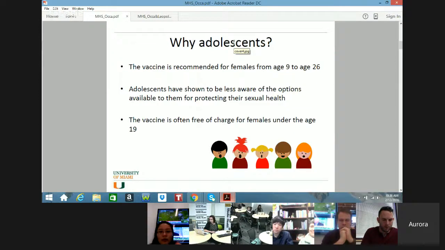So why focus on adolescents in particular? First of all, because the vaccine is recommended for their age, and secondly, and most importantly, because this vaccine aims to help people prevent HPV infection. So it is better to tackle the disease before it spreads, before people are infected. Thus, adolescence is a good time. In addition, this vaccine is free of charge for females under the age of 19, and another reason why adolescents are particularly interesting, at least for this project, is that they tend to be less aware of the options available. So it is important to educate them about the opportunity to get the vaccine.